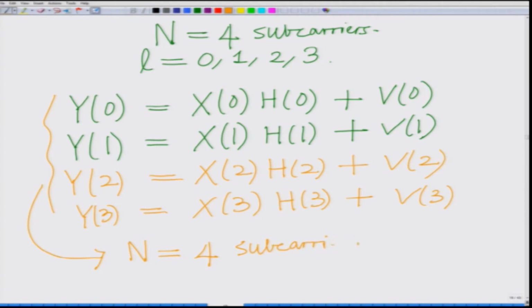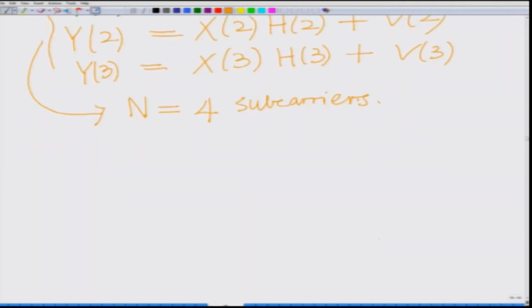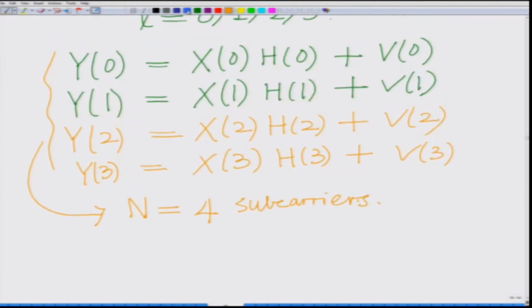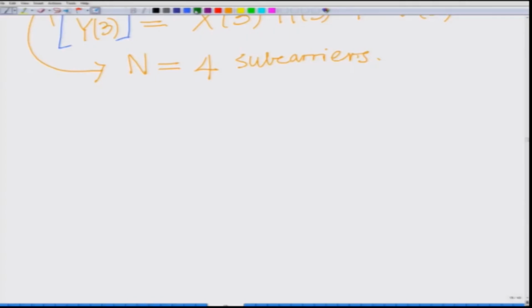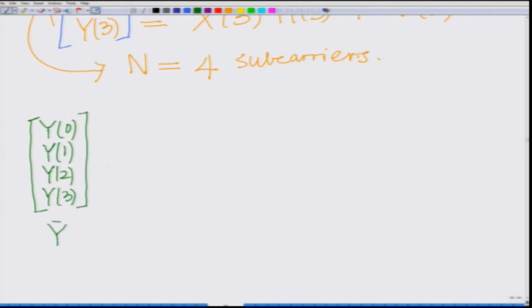This is across your n equal to 4 subcarriers, and now I can write this as a matrix. Basically, I can make a vector out of this and represent it using vector notation. That is what we have done many times before, and it is going to be very simple. Now, if I write it as a vector, I have y0, y1, y2, y3. Let me call this vector y bar.